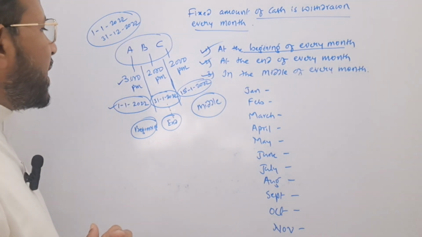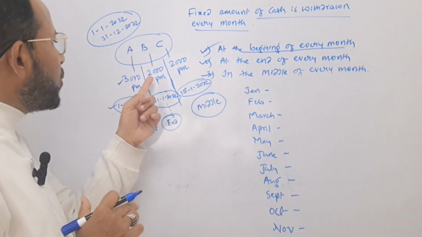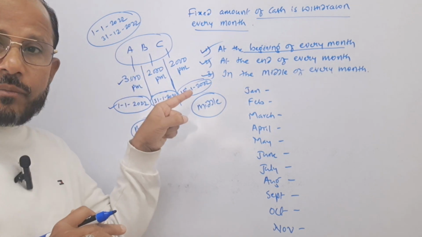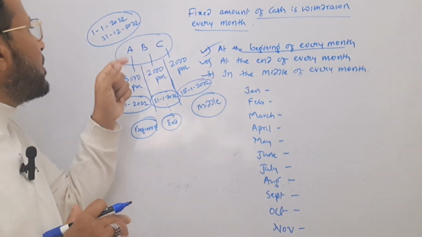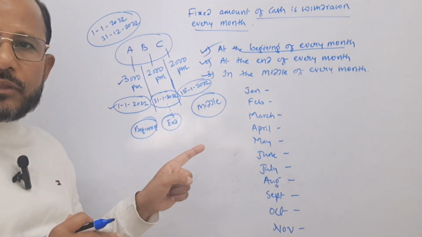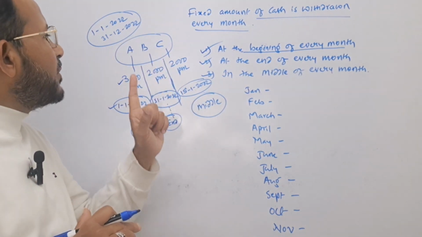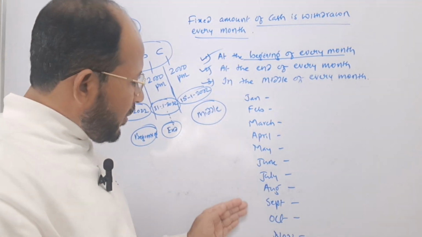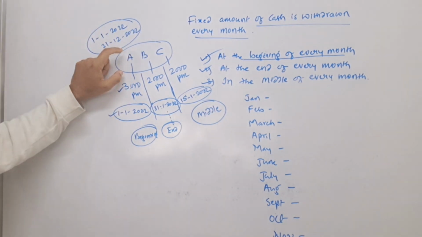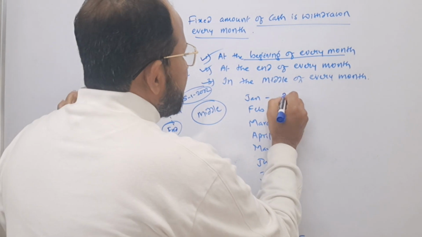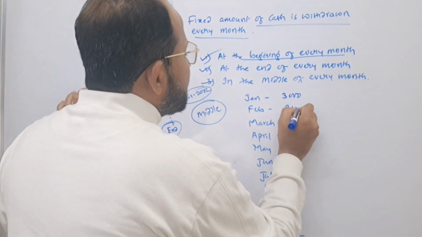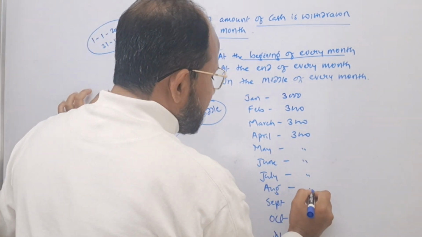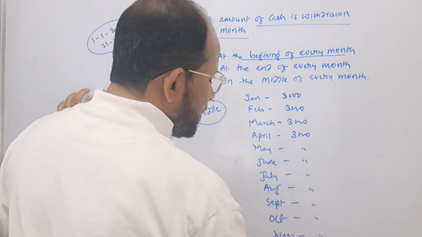Assume this one. Next one is Mr. B, he withdrew rupees 2000 every month during the year. Next one is Mr. C, who withdrew rupees 2000 per month for the whole year. Okay, fine. Here for 12 months, assume Mr. A withdrew rupees 3000 at the beginning of every month, rupees 3000, 3000, 3000 for all the months.